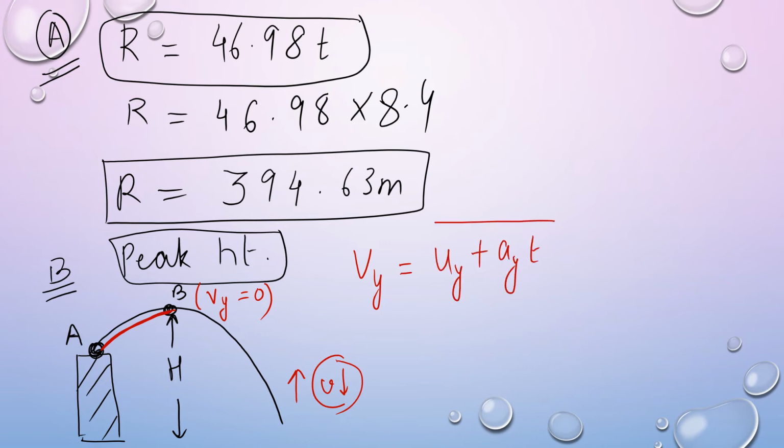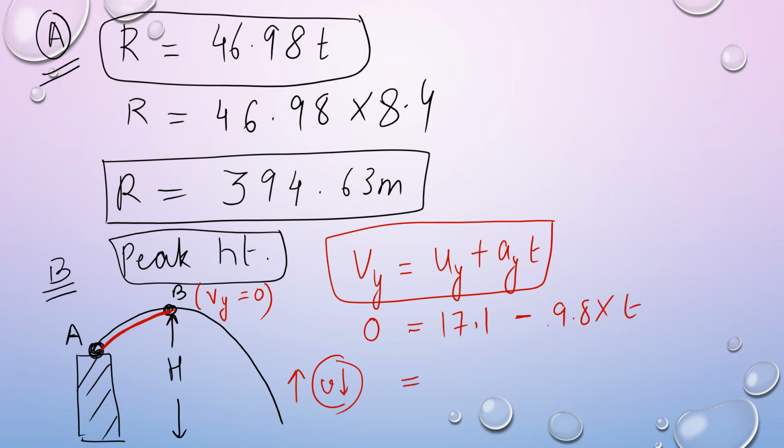Now I'm going to apply this equation. Now Vy at B was 0, Uy was 17.1, minus 9.8 times t. So from here I am going to get time as 1.74 seconds, right? Now we have found the time as 1.74 seconds in going from point A to point B, and we have to find this height, right? So obviously in this much time it reaches the maximum height.